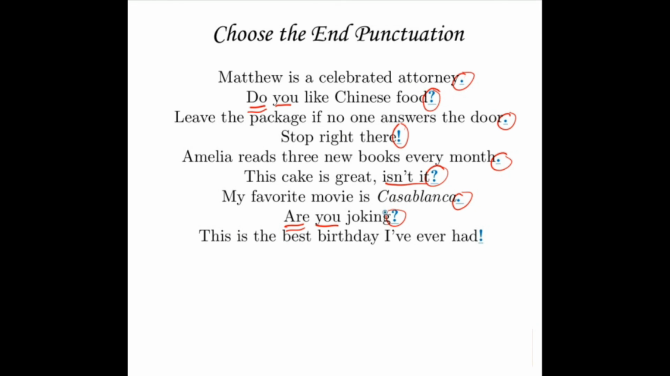This is the best birthday I've ever had. Now again, you could use a period instead of an exclamation point, but frankly, if you're having the best birthday you've ever had in your life, you're probably pretty happy about it and you're probably a little bit exclamatory. This is the best birthday I've ever had!